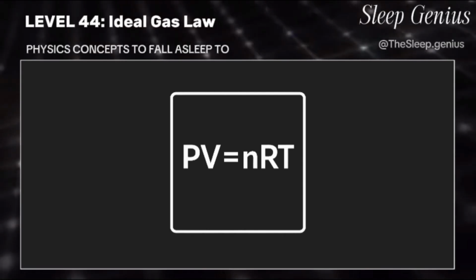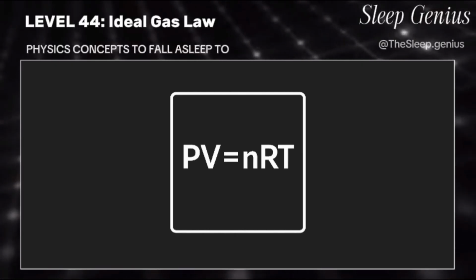The law is written as PV equals nRT. Each letter represents a physical quantity. These parts are connected so that changing one value affects the others in a clear and balanced mathematical structure.